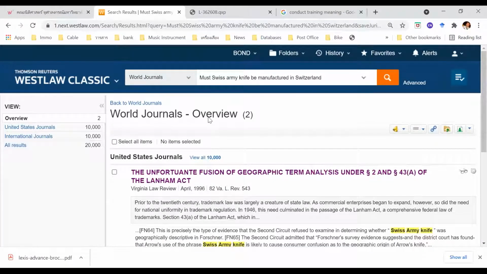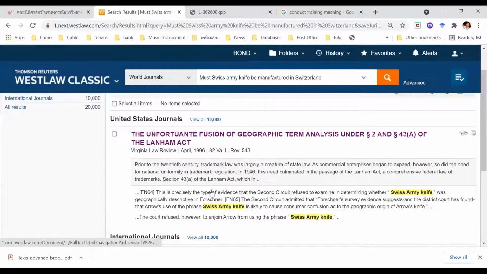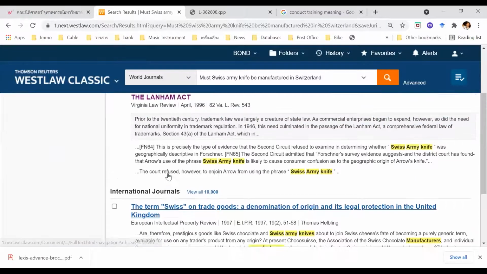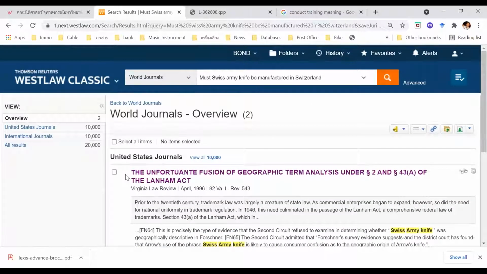And you look at that overview. Pick one from the US and another one from international that is more relevant to you. The first one, United States; another one, international. So I will start with United States first. You just ask Westlaw to show me all. Click here, show me all 10,000.